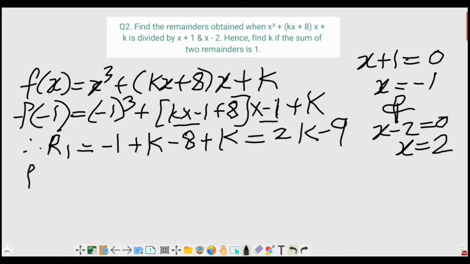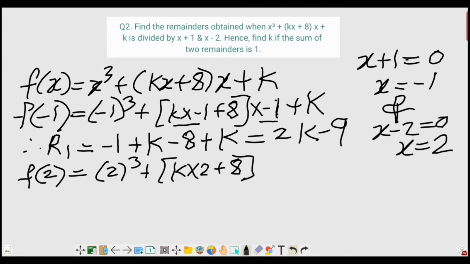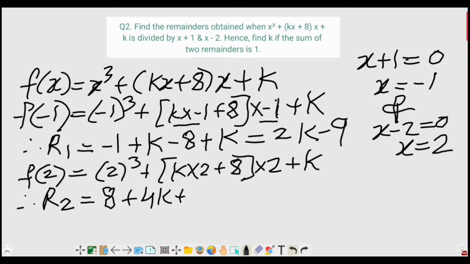In the same way, you find out f of 2. In the same polynomial, substitute the value as 2. So you will get like this. This bracket you have to multiply with 2, then plus k will remain as it is. Now this is your second remainder, so I am considering it as R2. So this will be 8. 2k, when you multiply with 2, will give you 4k plus 16 plus k. So you will get 5k plus 24.